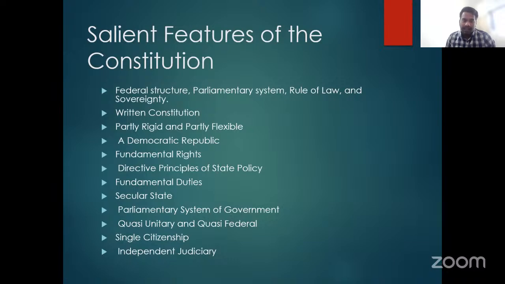Next, coming to the secular state. This word secular was added to the Preamble by the 42nd Constitutional Amendment Act. Fundamental duties were also added through the 42nd Constitutional Amendment Act. The right to property was deleted through the 44th Constitutional Amendment Act, that is 1978. The term secular was added by the 42nd Constitutional Amendment Act in 1976. Because why? Because we remain neutral in matters of religion.